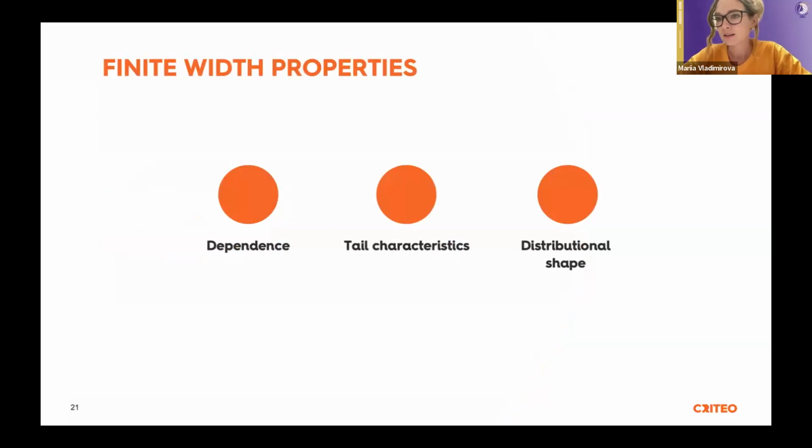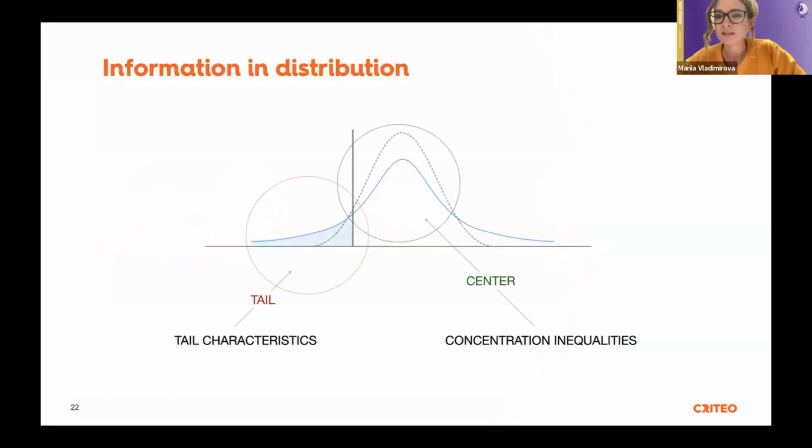We studied it from three sides. We studied the dependence, because in the finite case we don't have independence, while for infinite width neural networks independence was shown. Then we studied the shapes of the distributions, and we showed some tail characteristics. How did we do it? Consider the distribution: we have some center and we have some tail. The center we study through concentration inequalities, and the tail through some tail characteristics.